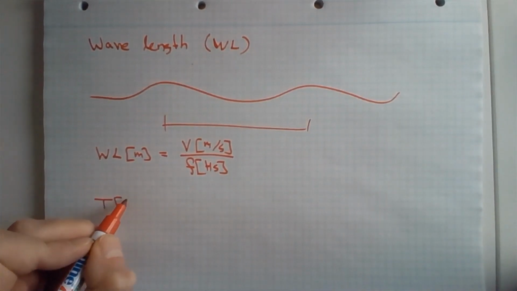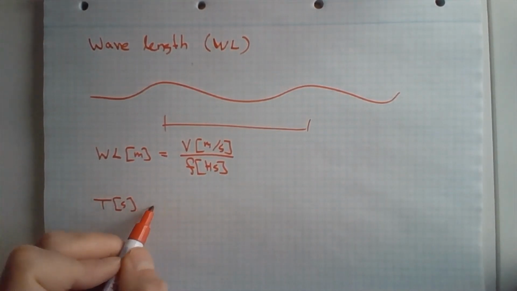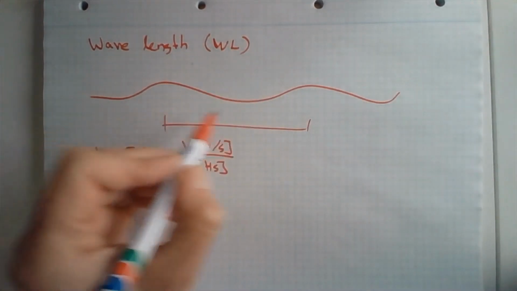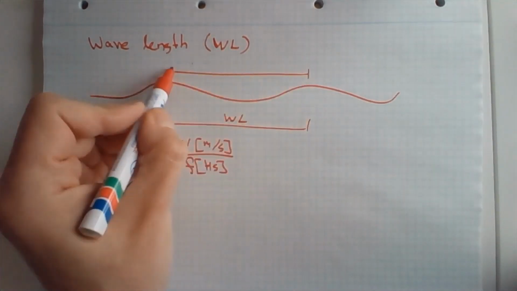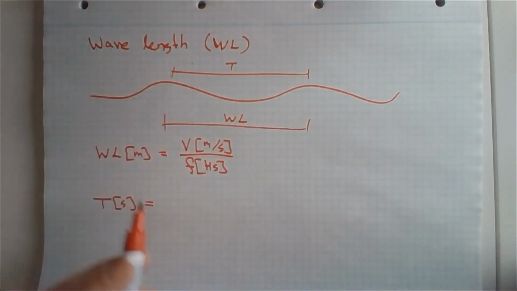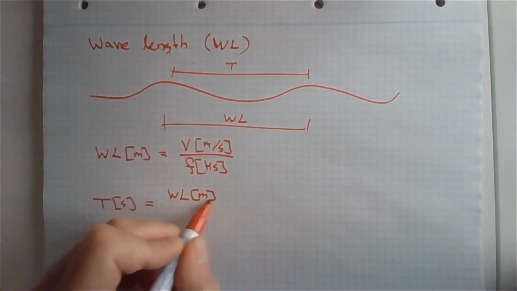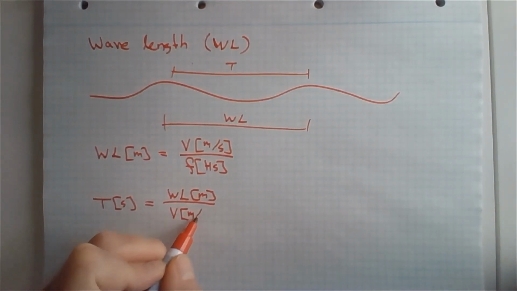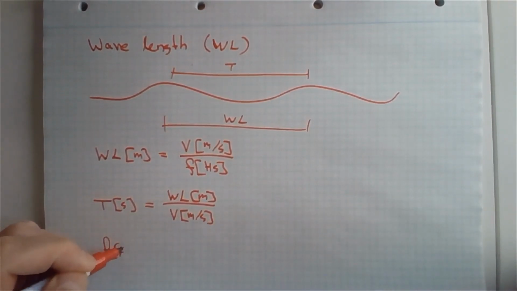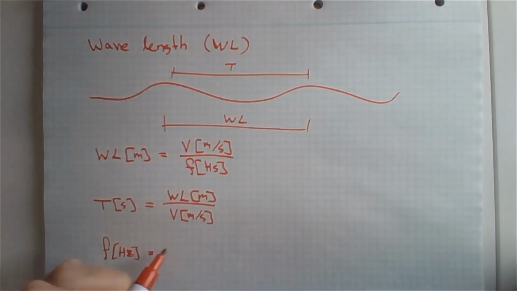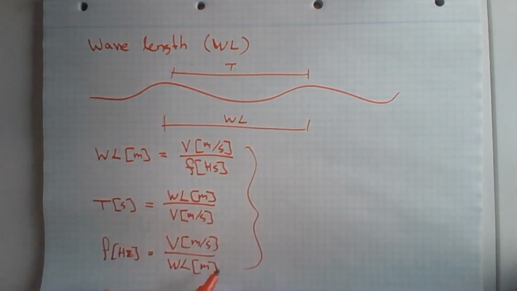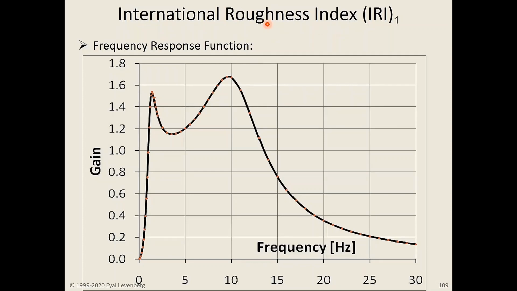The period, or this could be a wavelength in space. It could also be the period in time, if we are traveling with the fixed speed, would be the wavelength, let's say in meters, divided by the speed in meters per second. And of course, the frequency that we're dealing with is the speed in meters per second over the wavelength in meters. So these are just some expressions that may help convert a chart with respect to frequency to a chart with respect to wavelength. This chart shows gain versus frequency for the IRI model.